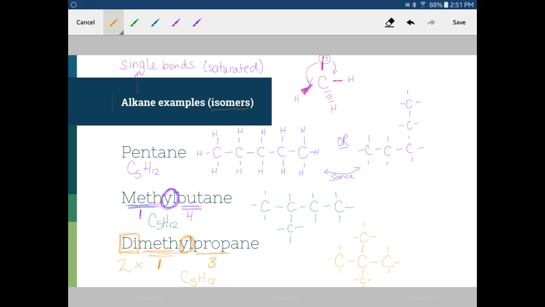Now notice with dimethyl propane, I could have called this carbon number 1, 2, 3, or I could have counted it from the other direction and gotten carbon 1, 2, and 3, which is fine. Either direction, again, it's based on a 3-dimensional orientation of this molecule, but again, we have the exact same molecular formula for all 3 examples, which is, in fact, structural isomers.